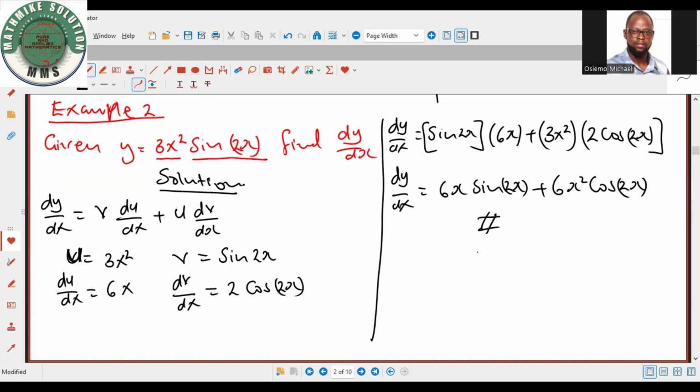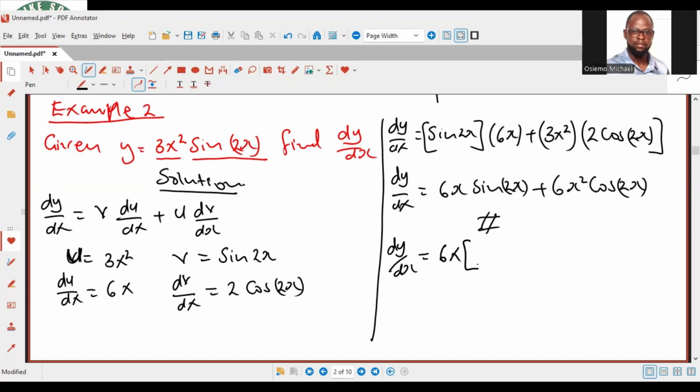You can end up maybe factorizing. If maybe you want to go an extra mile, you can factorize 6x. So dy dx is equal to 6x, then into bracket, you're going to have sine 2x plus x cos 2x. But even when you get to this point here, it is still okay. It's only that the final step here, we have simplified by factorizing.